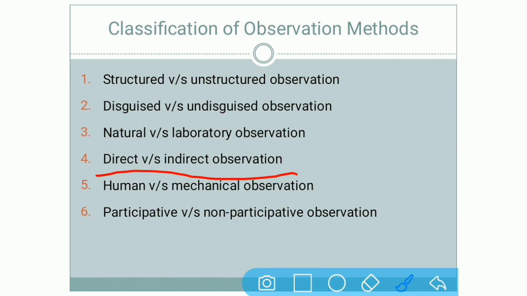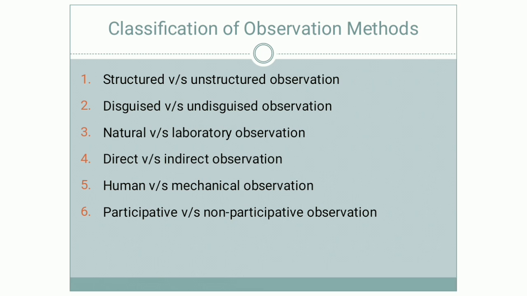Take for example, for direct observation, at the time of an exam, if students are observed by the teacher during the examination only, then it is known as direct observation. Indirect observation is after completion of the exam, by videography, if you check which students have misbehaved or done certain malfunctioning, then that is known as indirect observation. Direct observation is at the time of the event only; indirect observation is when an event is observed after its completion.